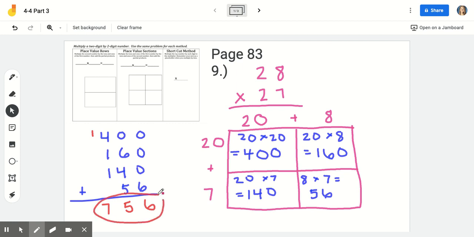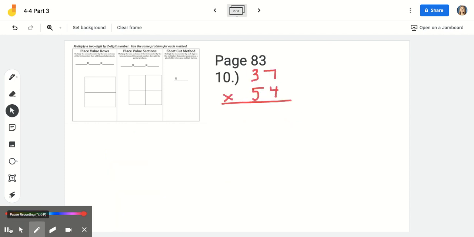Go ahead and make sure that's in your book somewhere. The answer for number 9 on page 83, using the place value sections, we got our product of 756. Awesome job. Let's keep going. All right, so now let's move over to number 10. Number 10 is 37 times 54. If you were using your whiteboard to solve, you can go ahead and erase and copy down the problem. Or if you're doing it in your book, go ahead and follow along closely with me on your own.